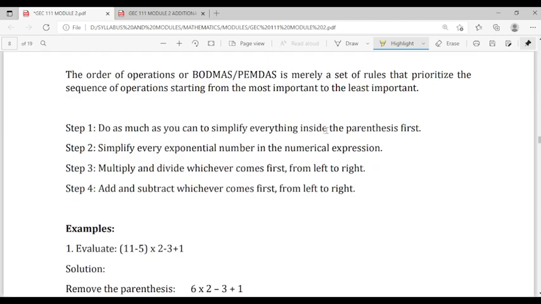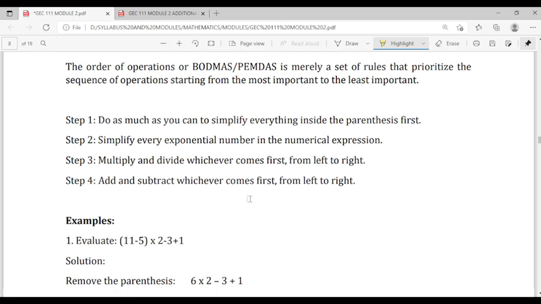So here are the steps for the POMDAS or PEMDAS. Simplify first the parentheses, then the exponential number, multiply and divide or divide and multiply as long as you solve it from left to right, add and subtract, the same.